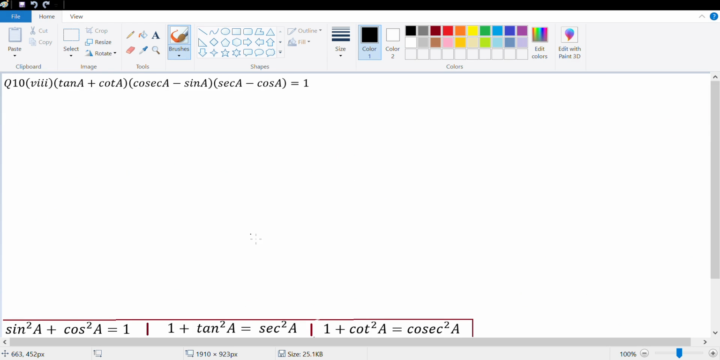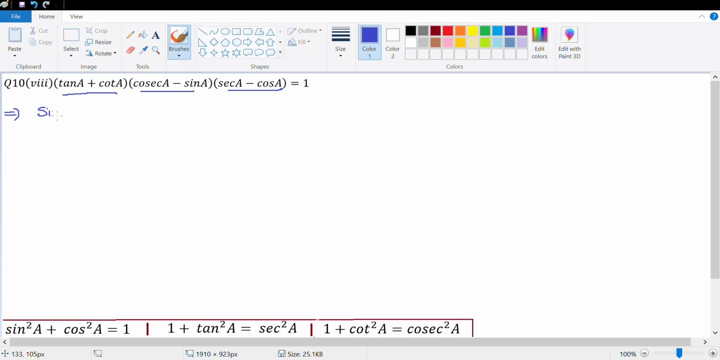Next question is question number 10, part 8. So in this question, tan plus cot multiplied with cosec minus sin multiplied with sec minus cos. So this is multiplication of 3 terms. Let's see if I can multiply 2 terms first and see how it works, or maybe I can open this separately, open this separately, and open this separately, because tan into cosec is sin upon cos upon 1 upon sin. Let's try. So let's open them separately as sin upon cos.